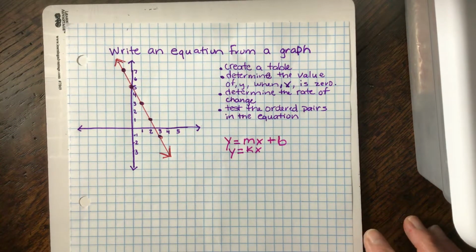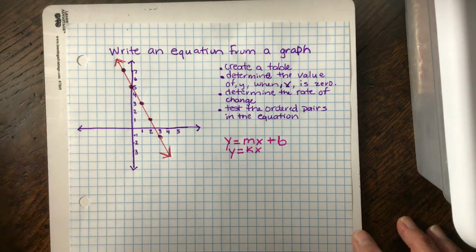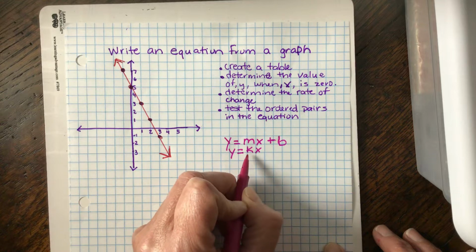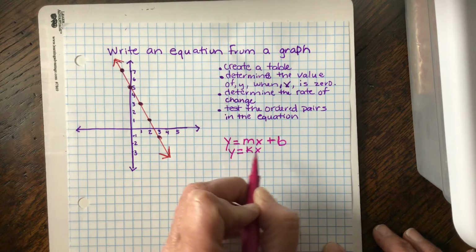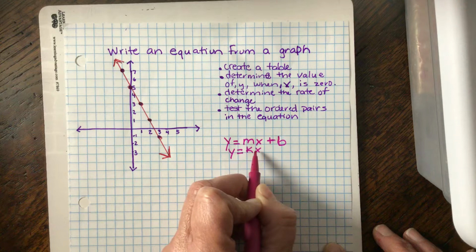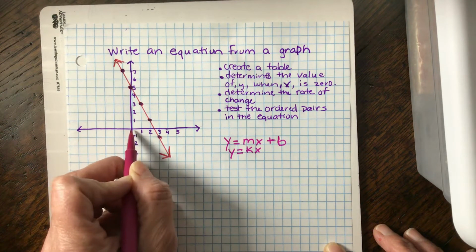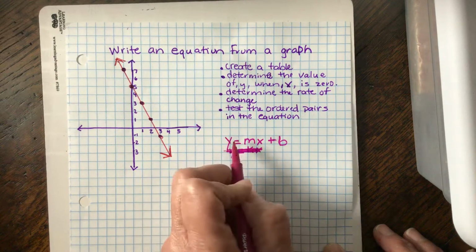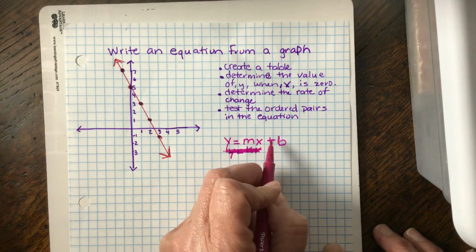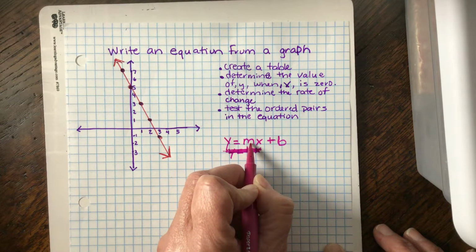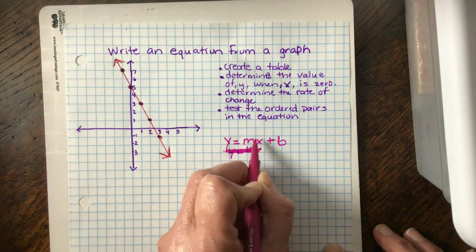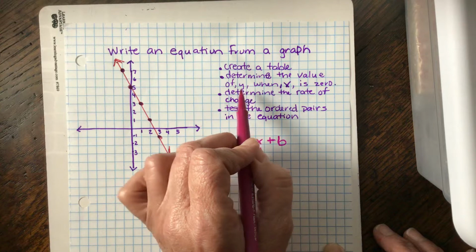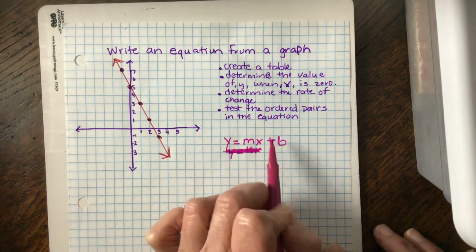Before we begin, our equation is going to fit either the form y equals kx, where k is your constant of proportionality. When it's proportional, it's going to go through the origin, and this does not go through the origin, so I'm going to cross that out. This is going to be the form y equals mx plus b, where m is your rate of change, and b is the value of y when x is 0. So that will be the constant.